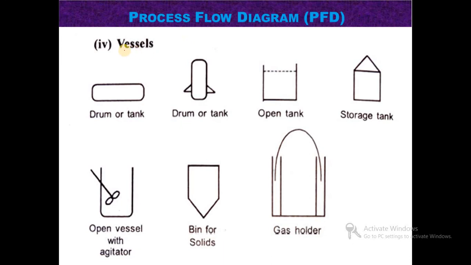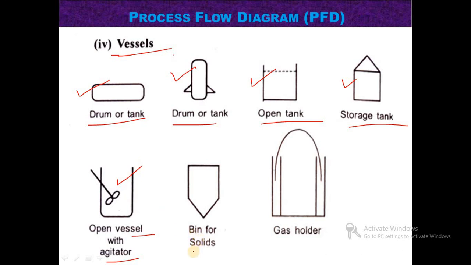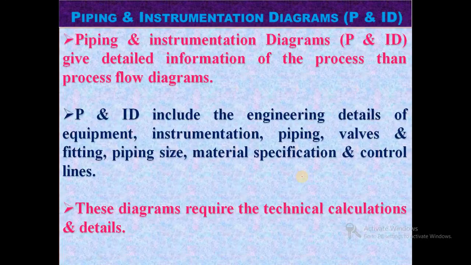Then in the case of vessels, when we use a drum and tank, this symbol is used; for a drum or tank, another symbol like this. When we use an open tank, then this symbol. Then for a storage tank, this symbol is used. Then for an open vessel with agitator, this symbol is used. Bin for solids, this symbol is used. And for gas holders, this symbol is used. So these are the basic symbols in the case of vessels.